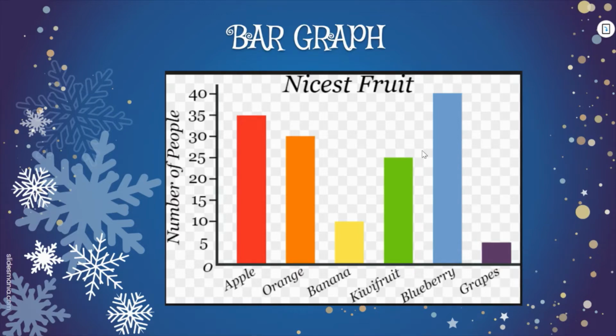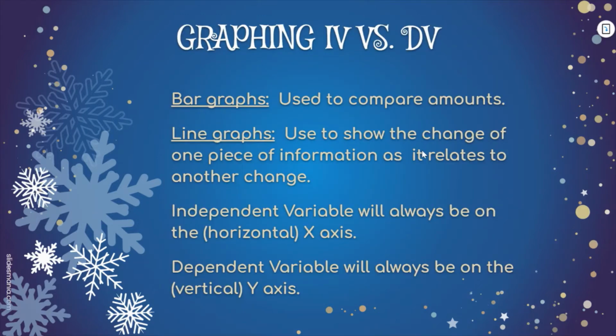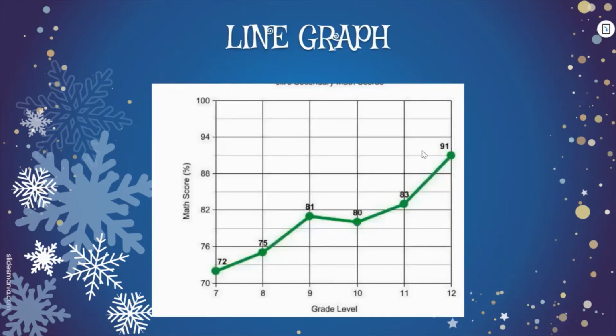But something that is important to remember is that even in this graph right here, the simple graph, there is an independent variable and there is a dependent variable, right? And so we'll look at that in a second. Line graphs are used to show the change of one piece of information as it relates to another change. And so a line graph looks more like this, where you kind of see what's happening in one point in time from another point in time. And it compares those different points in time, right?